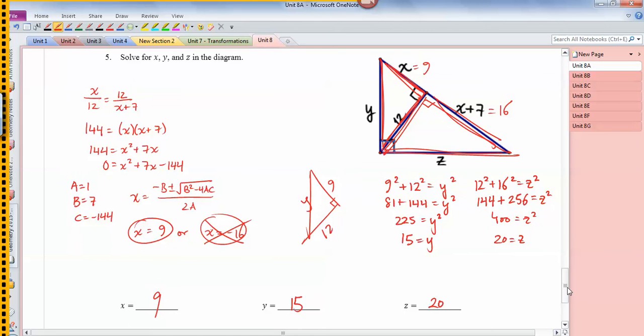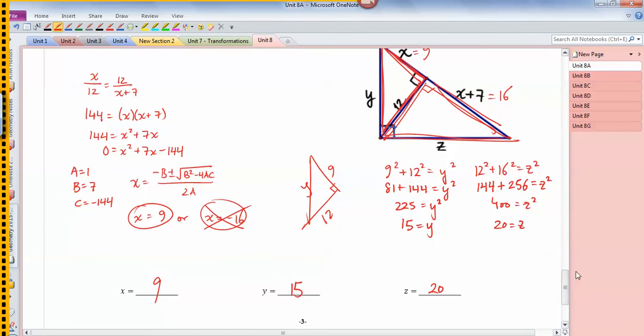Okay, I think that's the end. So hopefully that makes sense. We proved Pythagorean, we used it in a few different ways, and we also learned a new theorem that you can use. So, all right, hope that helps.